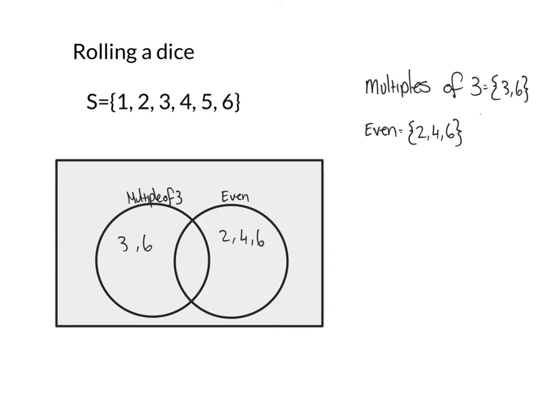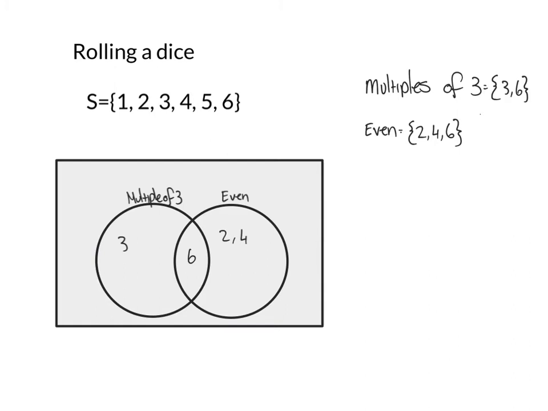And you'll notice that one of these numbers doubles up. We're not allowed to write any number in twice. So this number here really should go in this middle section instead, because 6 is both a multiple of 3 and it's also an even number. So that's why it lives in this middle zone, this intersection, because it fits both categories.